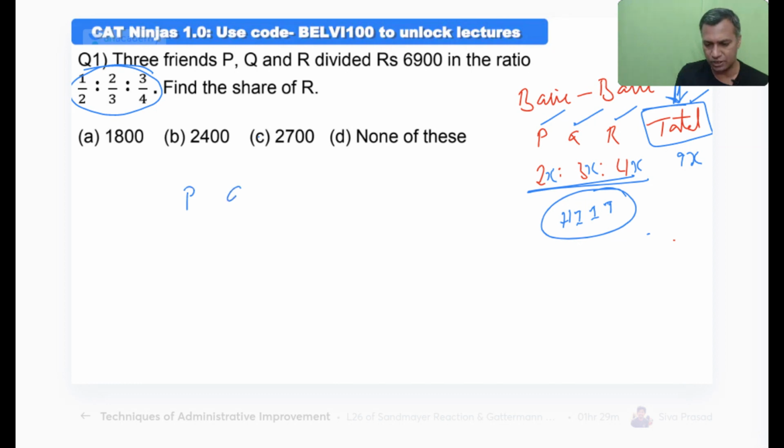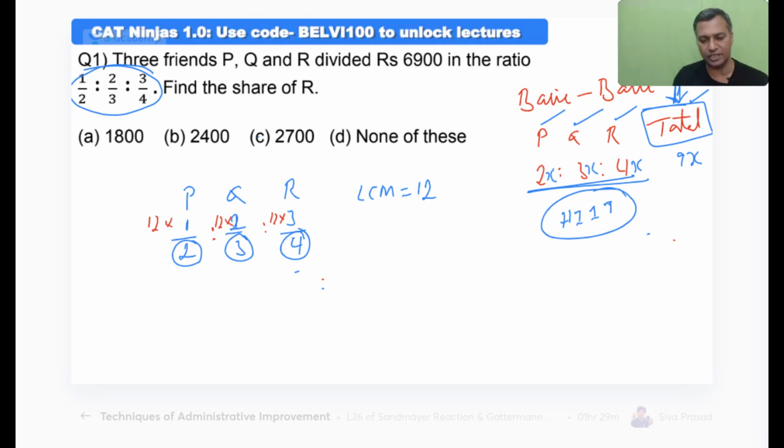Now you say P, Q, R are in the ratio of 1 by 2, 2 by 3, and 3 by 4. That's the ratio. You take the LCM of the denominators, that is 2, 3, and 4, which becomes 12. The ratio does not change if I multiply all the numbers by 12. For P, 1 by 2 times 12, you write 6. For Q, 2 by 3 times 12, you write 8. For R, 3 by 4 times 12, you write 9.